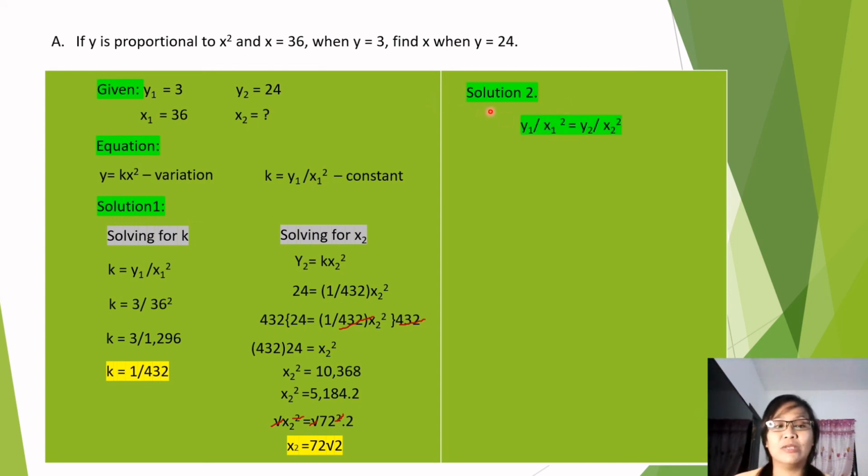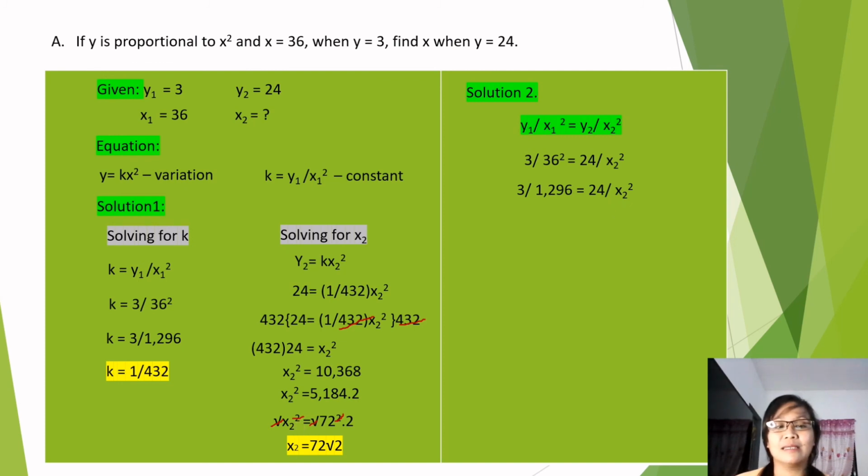Next solution using ratio and proportion. So we have y sub 1 over x sub 1 squared is equal to y sub 2 over x sub 2 squared. Then substitute 3 over 36 squared is equal to 24 over x sub 2 squared. Kailangan muna nating i-simplify si 36 squared. So we have 3 over 1,296 is equal to 24 over x sub 2 squared.